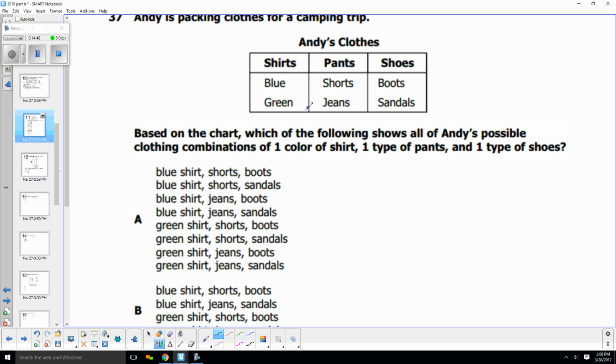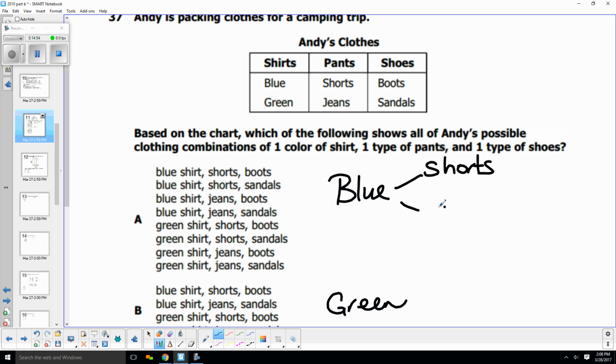Okay? So you think of a tree diagram. If I have a blue shirt and a green shirt. Now, if I chose to wear a blue shirt, I can choose to wear shorts, or I can choose to wear jeans. Would you agree? Yes. Even if I wear a green shirt, I could choose either shorts or jeans.